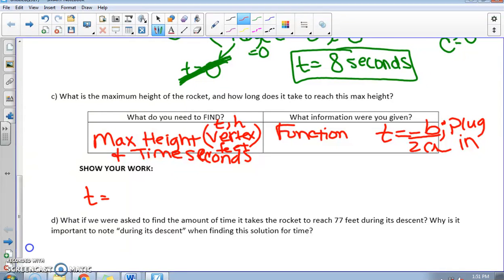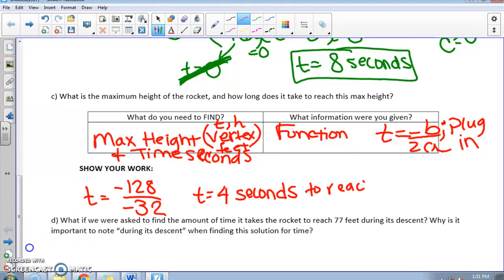And that will be all this maximum information. So let's start with opposite of our velocity over 2 times a. So our b was negative 128, and 2 times a would be negative 32. If you divide 128 by 32, you get 4 seconds. The negatives should cancel. So it takes 4 seconds to reach a max height, but we don't know what that height is until we plug in the 4 seconds.